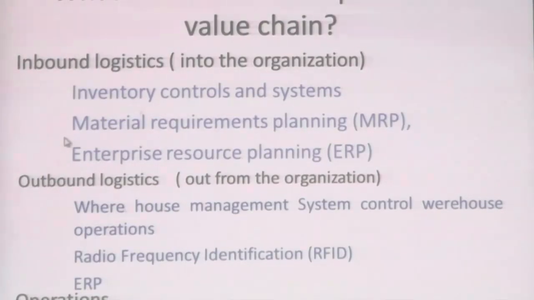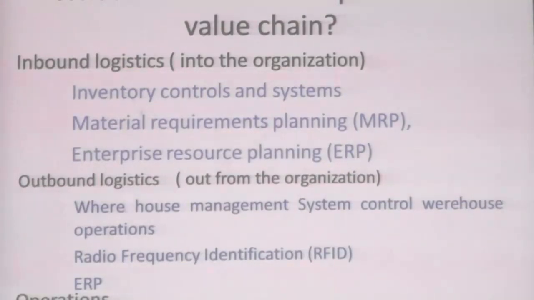Inbound logistics. What is inbound logistics? There is another one, outbound logistics. What is in, what is out? In means it is into the organization, out is out from the organization. So for inbound logistics, there can be an inventory control system in the organization. The raw materials, whatever the products to be developed, the inventory has to be maintained in the organization. And for that there is a system that will be used. So an inventory control system will be used, especially in the manufacturing environment.